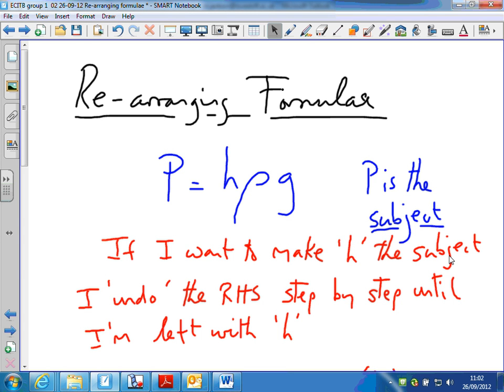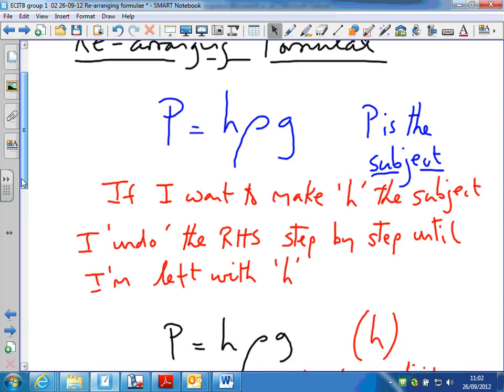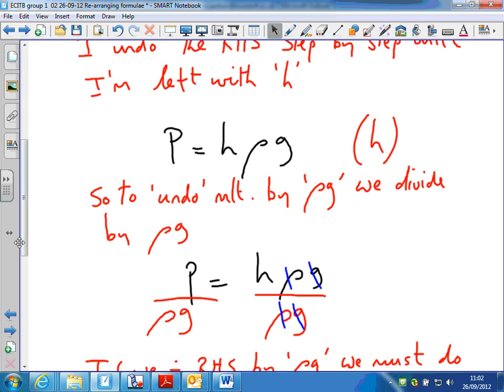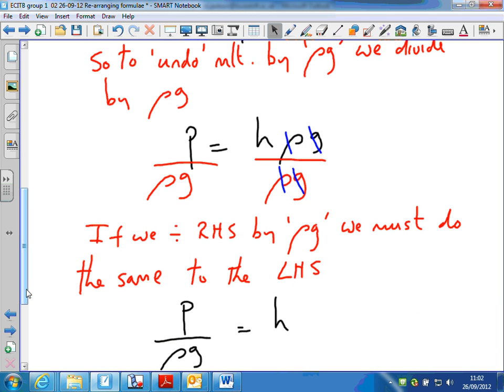If I've multiplied by rho, divide by rho. If I've multiplied by g, divide by g. So I can do the two at the same time, so I divide both sides by rho and g. And that's how I might write it. Just write it as this, okay? Divide by rho g, divide by rho g. And then I can cancel out the rho and g.